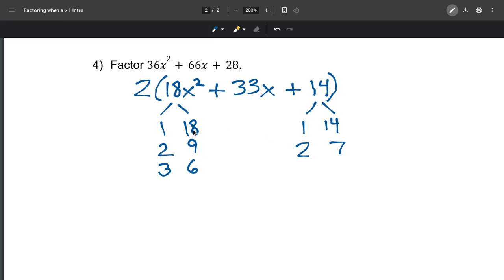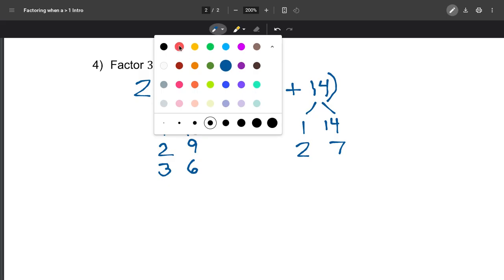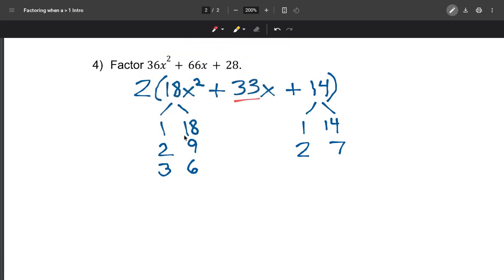But let's see. So 18 times 1 is 18, plus 14 times 1 is 14. That's going to be 32, which is close to 33. 18 times 14 goes over. 18 times 7 goes way over. 18 times 2 goes over. Then 33 is what we're looking for. So we'll eliminate that.